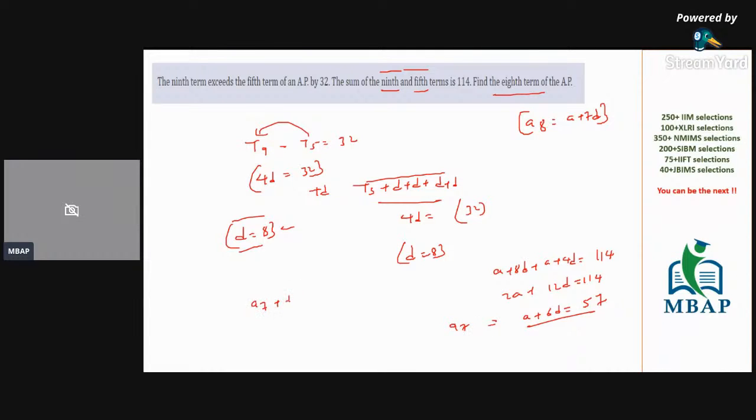And 7th term plus common difference will be the 8th term. So it is 57 plus 8. That's what we are looking at. And the value is going to be as simple as 65, which is going to be the final answer. Is this clean and clear? Is this clear to all of you who are live?